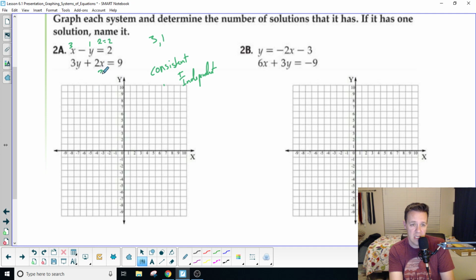If I put a 3 here and a 1 here, this is actually going to be what? 3 plus 6, which equals 9. So it's a solution for both of the equations. So that's what our goal is: to try to find the solution for both equations. Okay, hopefully you guys understand that concept. That's all we're going for.